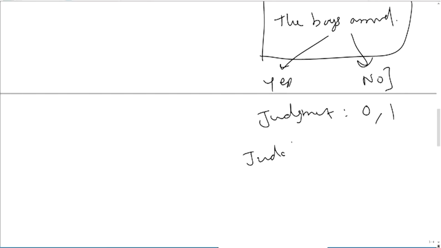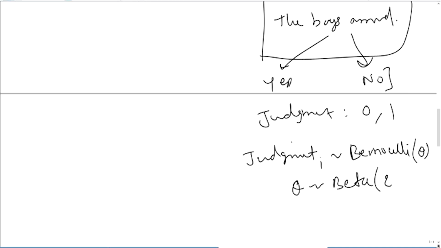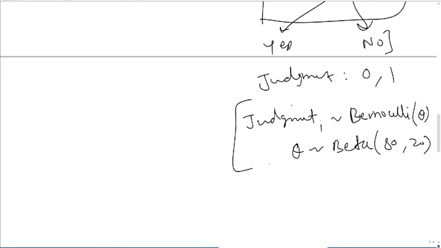So a simple model would look like this. The judgment in the ith trial comes from a Bernoulli distribution. You have done similar models before, with the underlying probability of success in the ith trial being theta. And on theta you can have a prior, let's say beta 80-20 or something. This is the typical model that we use.